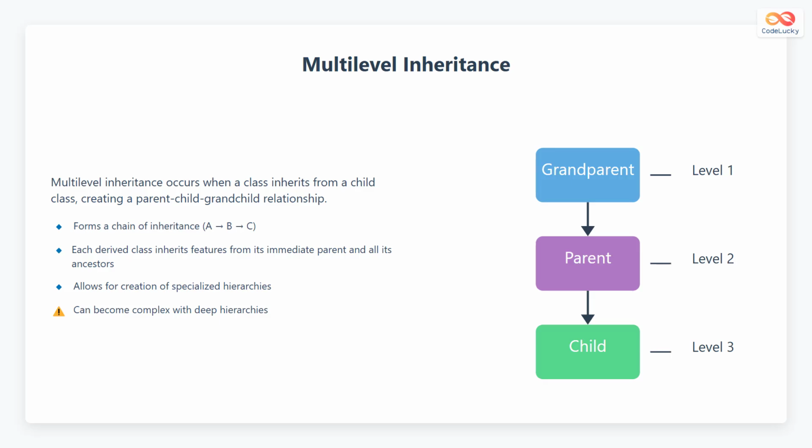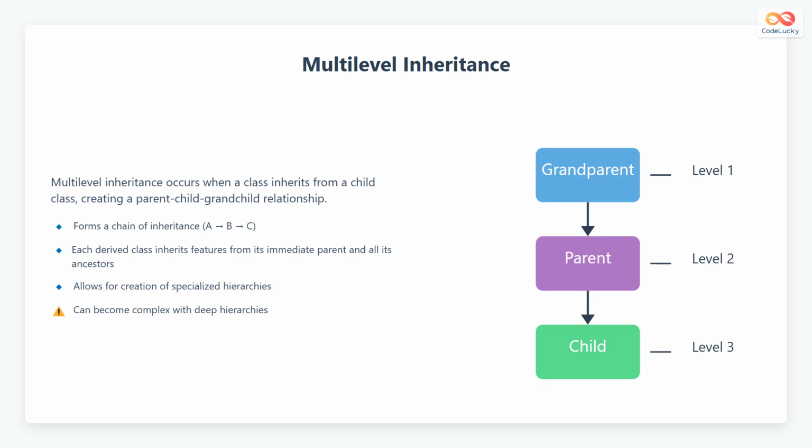Finally, let's explore multilevel inheritance. Multilevel inheritance occurs when a class inherits from a child class, creating a parent, child, and grandchild relationship. In other words, it forms a chain of inheritance. Each derived class inherits features from its immediate parent and all its ancestors. This allows for the creation of specialized hierarchies. However, it can become quite complex with deep hierarchies.